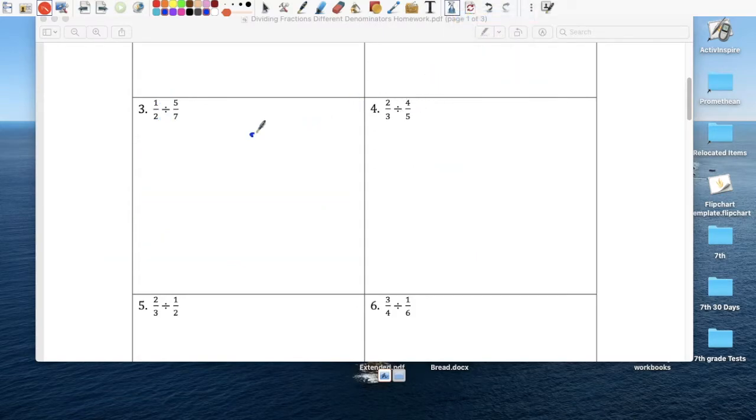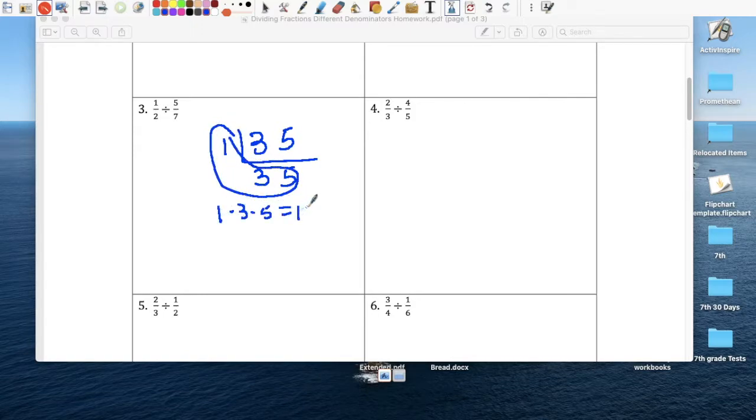Next one, the LCM of 3 and 5. What's the only number that goes into 3 and 5? It's 1. 1 goes into 3 three times, 1 goes into 5 five times. Multiply these 3 numbers. 1 times 3 times 5, and that gives you 15. So our new denominators are going to be 15. How did that 3 become the 15? It was times 5. So I multiply the top times 5.